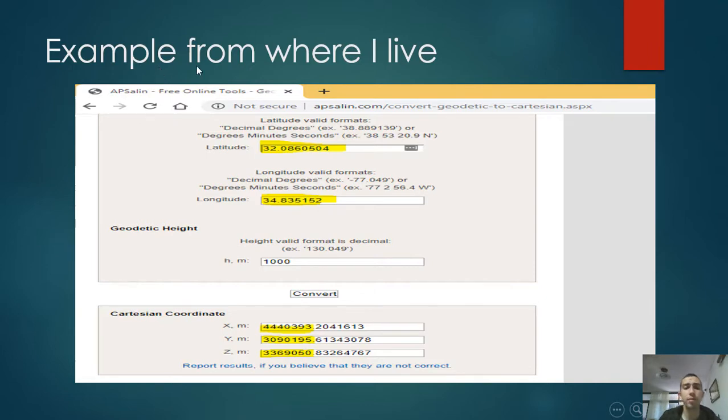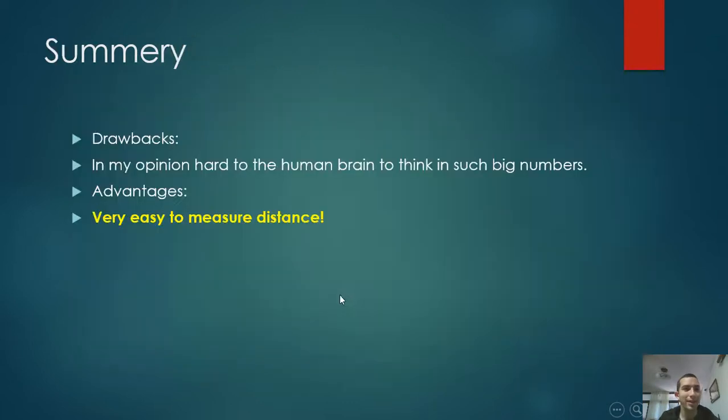And a quick example from where I live, I took the longitude and latitude and just 1,000 meters of height, and I converted to Cartesian 3D coordinates, and you see what a huge number, it's 4 million x in meters. I don't know how to explain it.